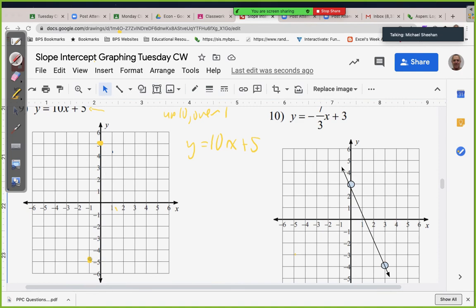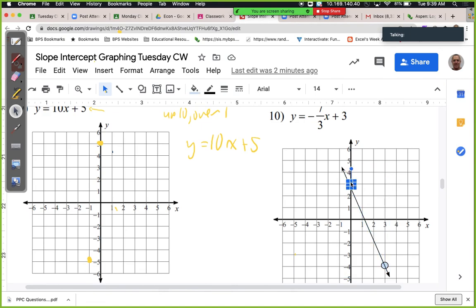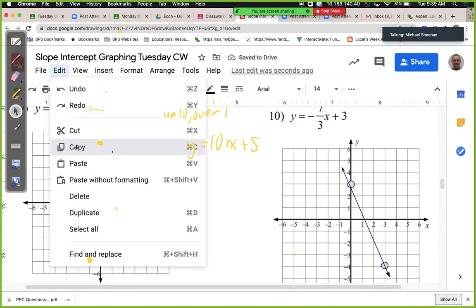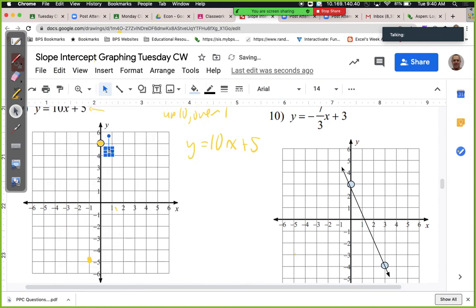So I can do a couple of things. I can draw a new circle, or I can click on one of these circles, and I can copy and paste it, whatever you want to do. I want one circle here. I'm going to copy that and paste it. Put it down here.